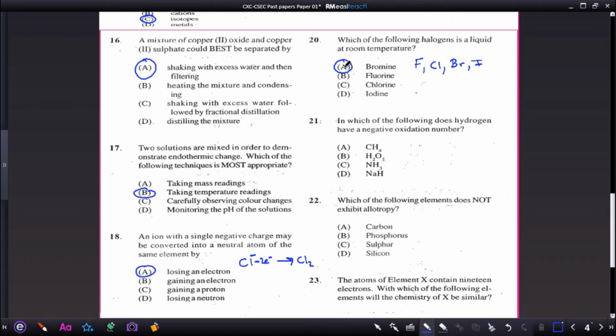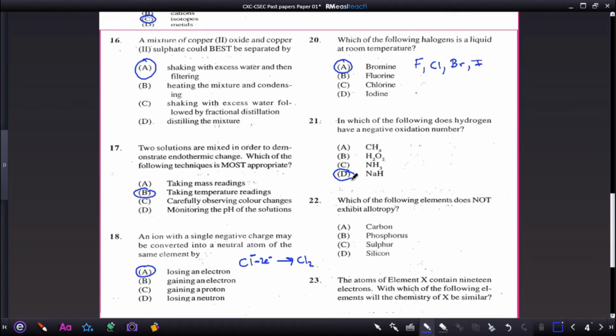If it's with a metal, then oxygen would have a negative oxidation number. Other than that, if hydrogen is with a metal, it will have a negative oxidation number. Other than that, if hydrogen is with anything other than metals, then it will have the positive oxidation number. So given the fact that sodium is the only metal here, that means that hydrogen will have the negative oxidation number. So D would be the correct answer.